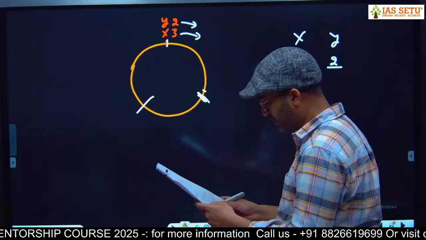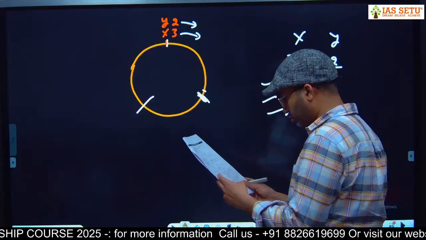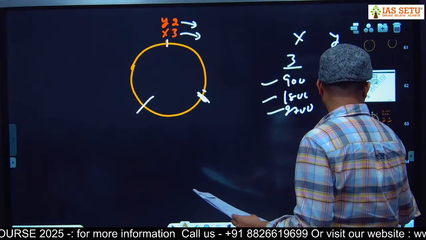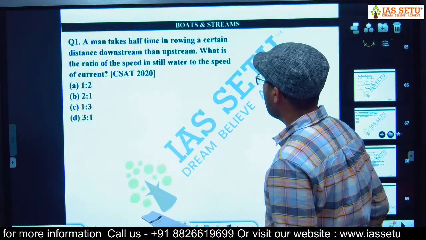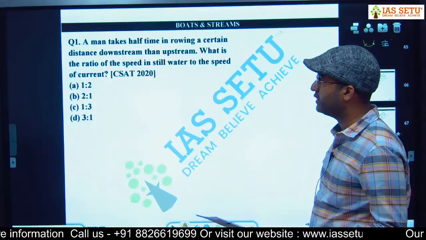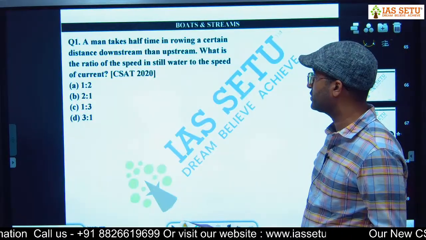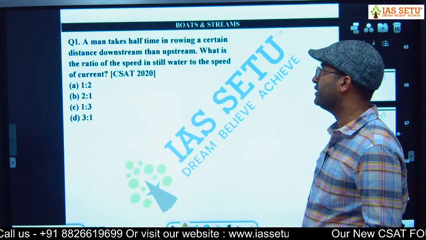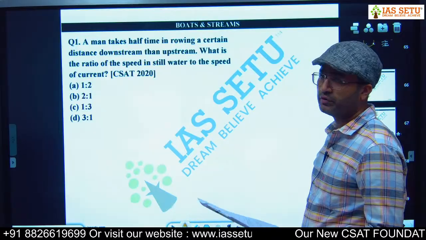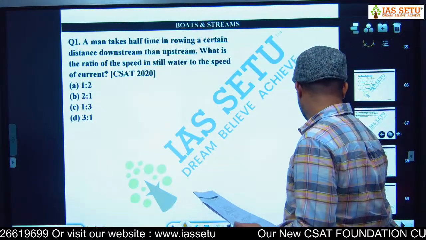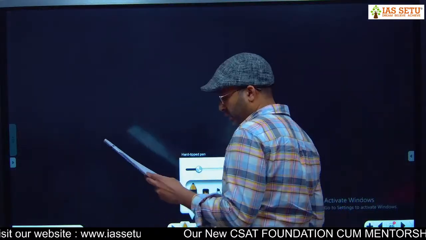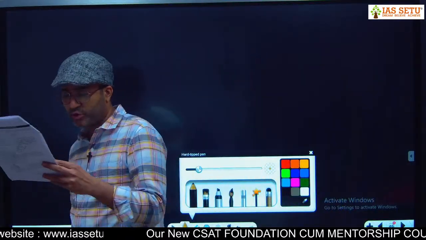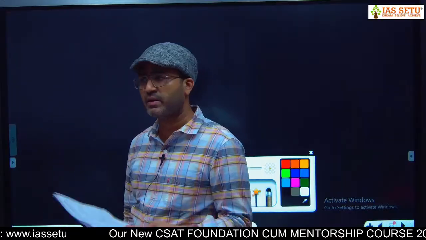Next is boat and stream. Only one question has been asked in 2020. A man takes half the time in rowing a certain distance downstream than upstream. Then what is the ratio of the speed in still water to the speed of the current? Okay. Now here, a man takes half the time in rowing a certain distance downstream than upstream.